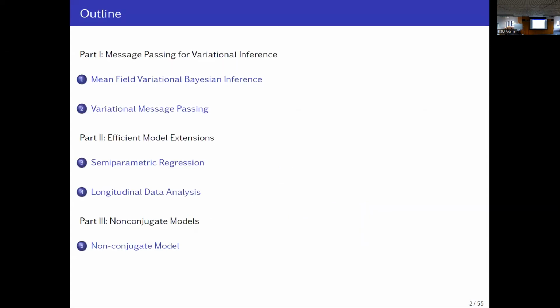The first thing that we're going to look at is how we can extend standard variational inference, which is what you guys have looked at, into a message passing framework. We'll start this off with a linear regression model. We'll then show that once you have these modularized formats, you can have very efficient extensions to more complex models such as semi-parametric regression and longitudinal data analysis. And finally, we're going to show how we address some non-conjugate Bayesian models, specifically logistic regression.